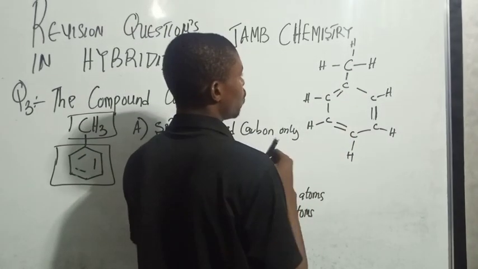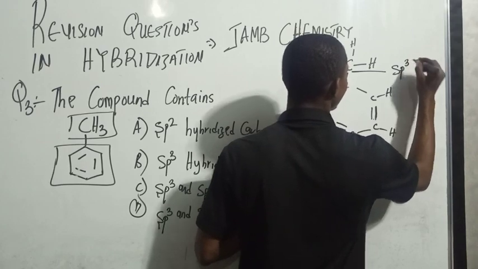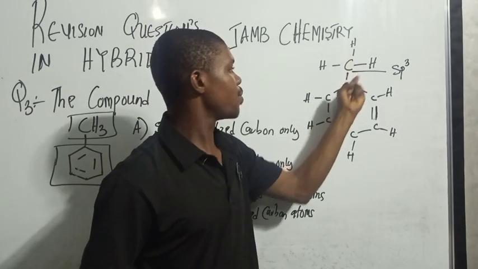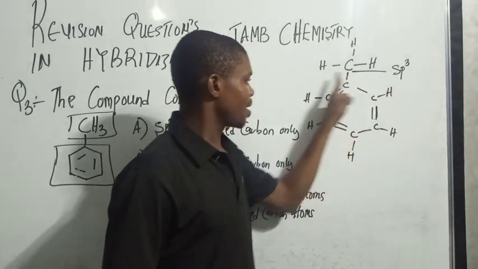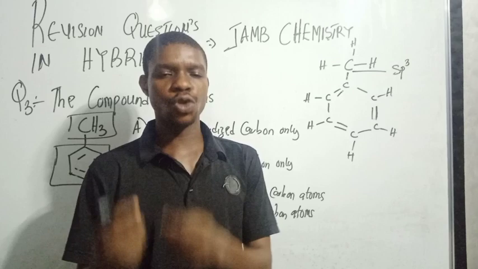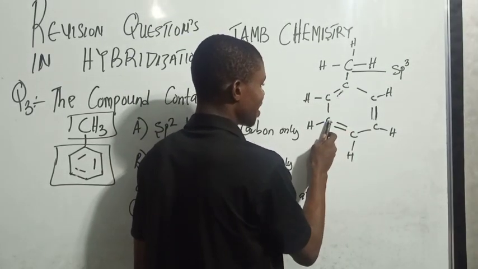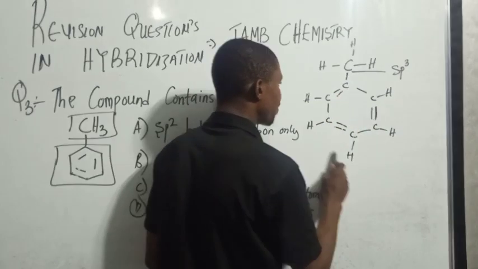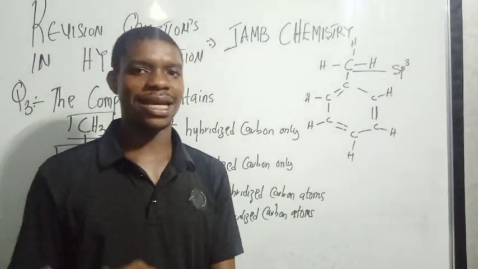Remember, this one here only has a single bond, so it is sp3, right? sp3 hybrid carbon. Now, if you look at the ring itself, the ring contains carbon atoms with double bonds. This one contains a double bond, this one contains a double bond, this guy contains a double bond. So all the carbons here are called sp2, because they all contain double bonds.